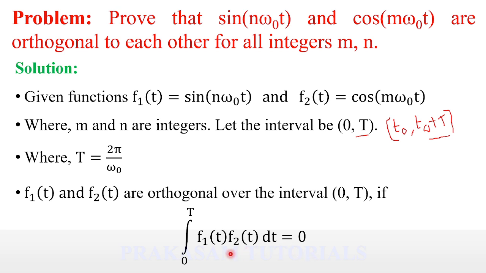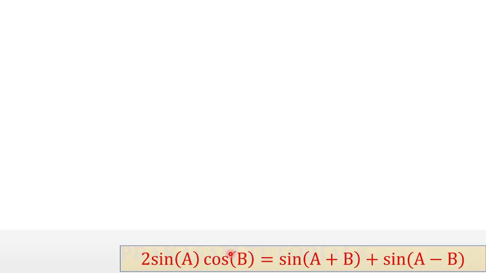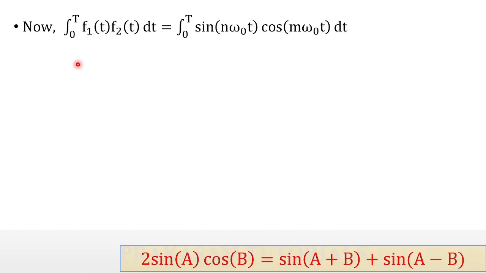Now we have to consider the LHS term. Now integral 0 to capital T f1 of t f2 of t dt. So now substitute the given two signals f1 of t and f2 of t here, that is integral 0 to T, f1 of t is sine of n omega naught t and f2 of t is cos of m omega naught t dt. So using trigonometric functions, we know that 2 sine a cos b is sine of a plus b plus sine of a minus b.